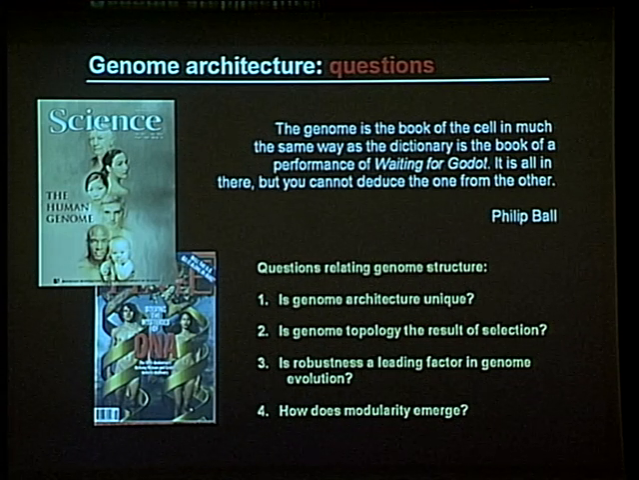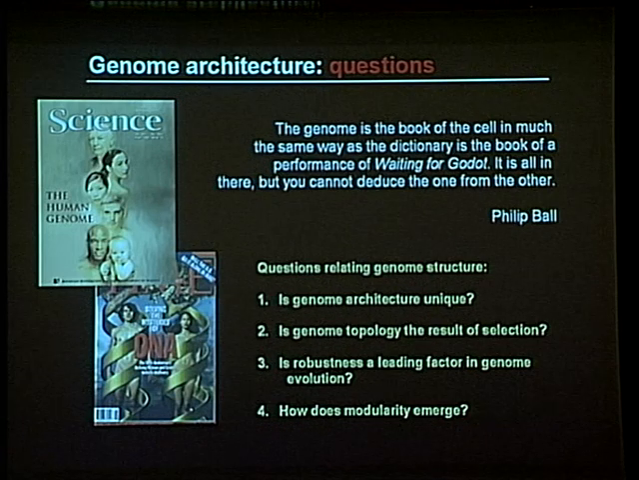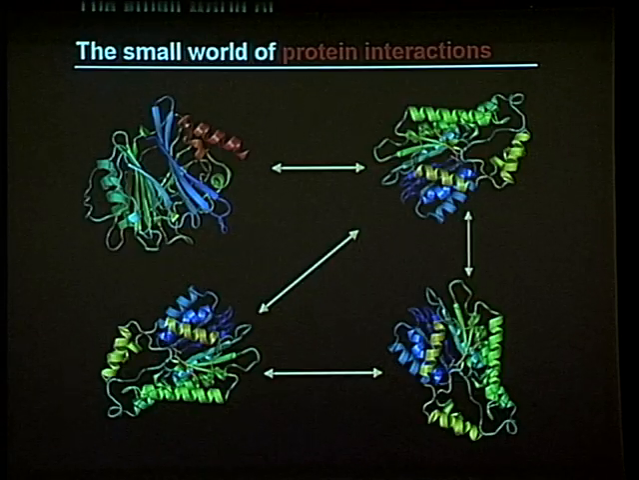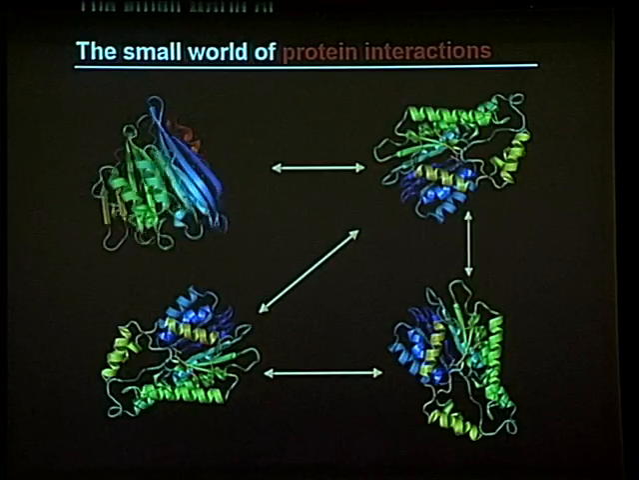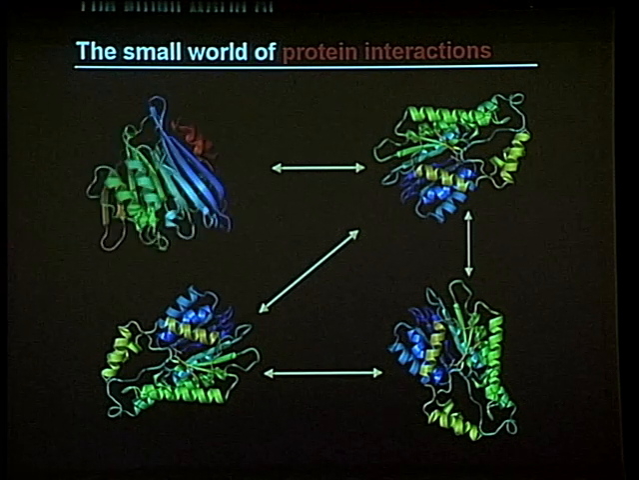Again, in terms of complexity and evolution, we might ask ourselves, is the genome architecture unique? It results from selection. And for example, I just told you that these scale-free networks are very efficient and fragile, okay? So maybe this has consequences for genome architecture, and we'll discuss that.